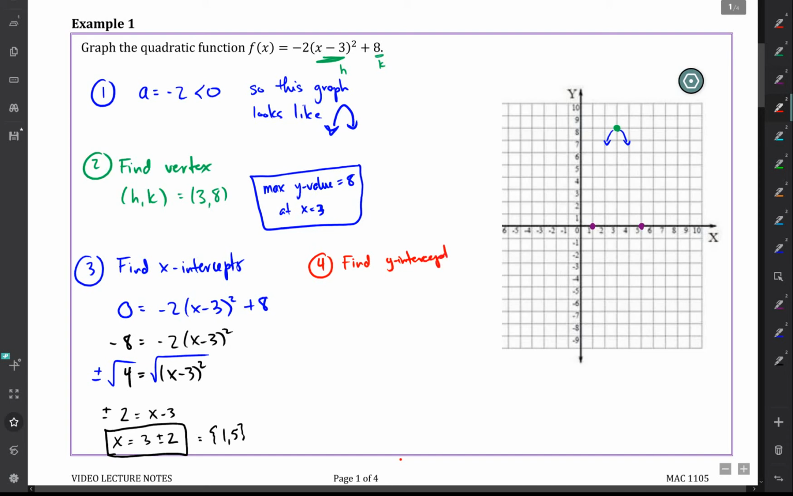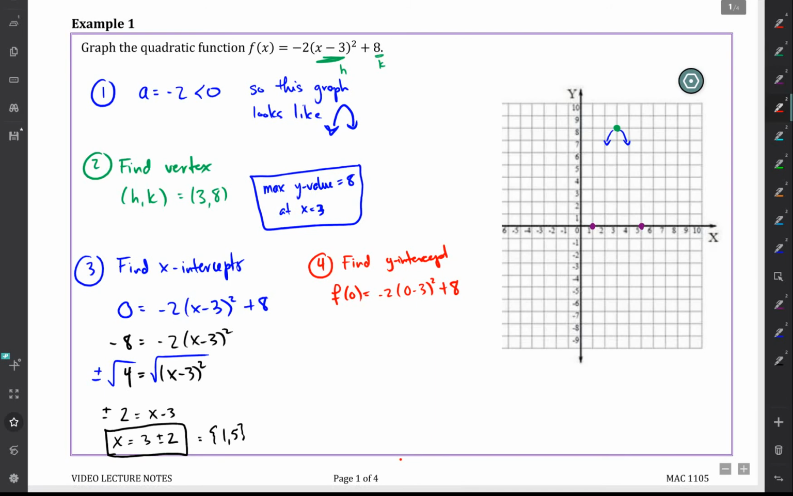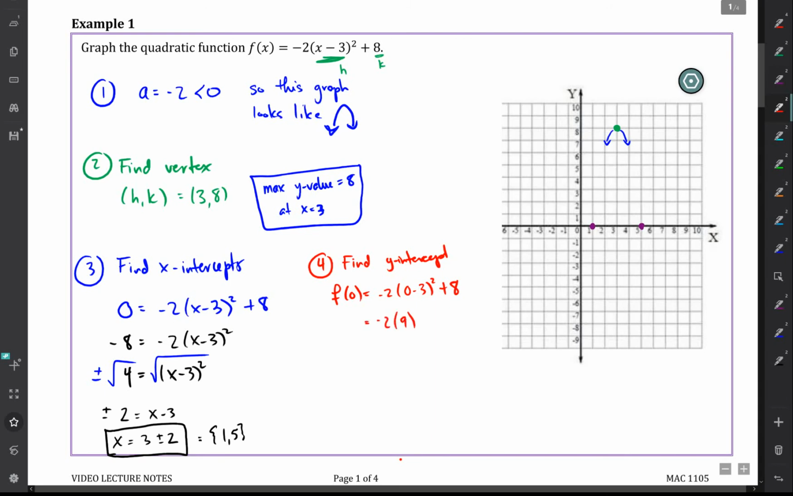And then finally, step 4 is to find any y-intercept. And you also know how to do that, because if you're finding a y-intercept, that's when x equals 0. So you're looking for f of 0. And because this is in standard form, this is actually pretty easy. You just take -2 times, you plug in 0 for x, so it's -2 times 0 minus 3 squared plus 8. And so now that becomes -2 times 9, because -3 squared is 9, plus 8. So that's -18 plus 8 gives me -10. Okay, so that means that the y-intercept is down here at -10.